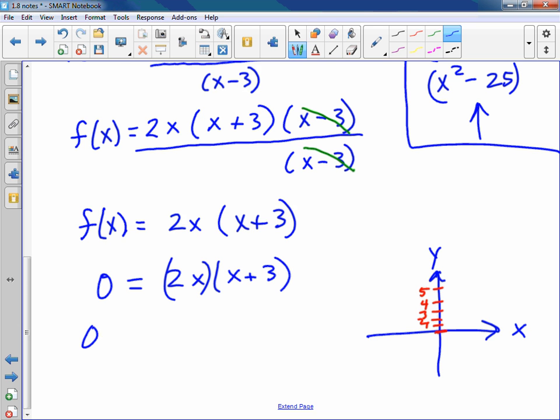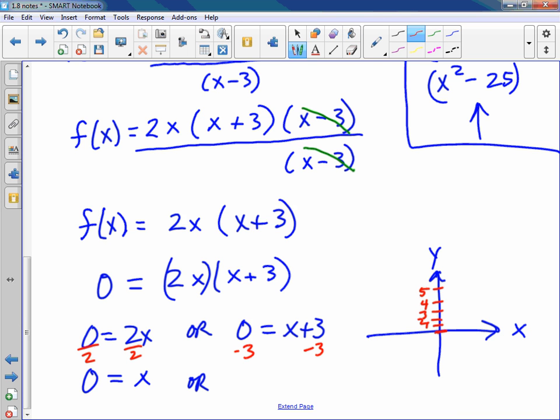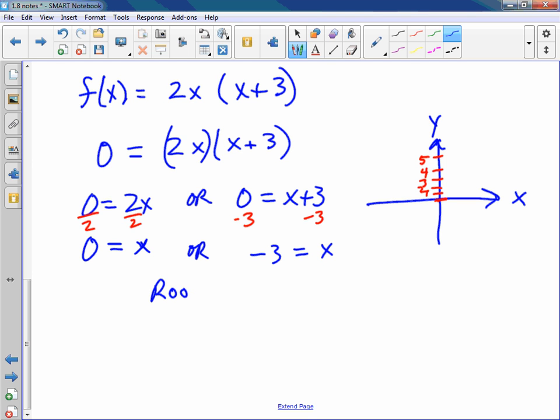So then we can say 0 equals 2x or 0 equals x plus 3. And that means 0 equals x when you just divide both sides by 2. Still 0. Or subtract 3 from both sides, and you get, not 0. What am I saying? Negative 3. Sorry. Negative 3 equals x. Okay? And these are our roots.